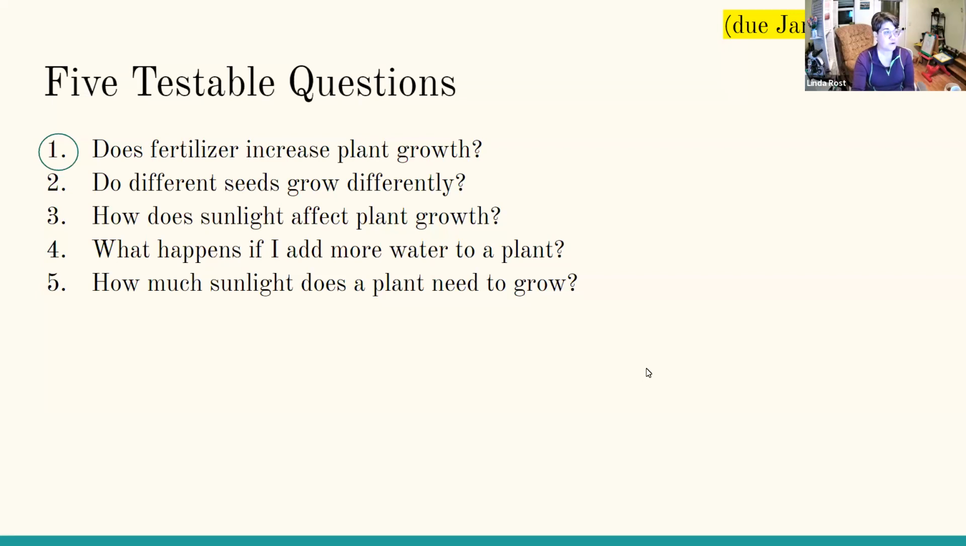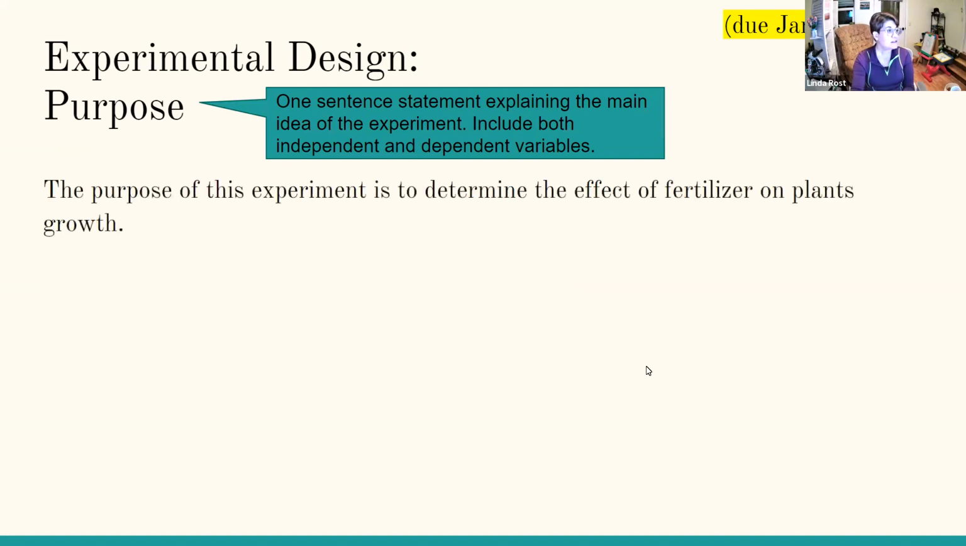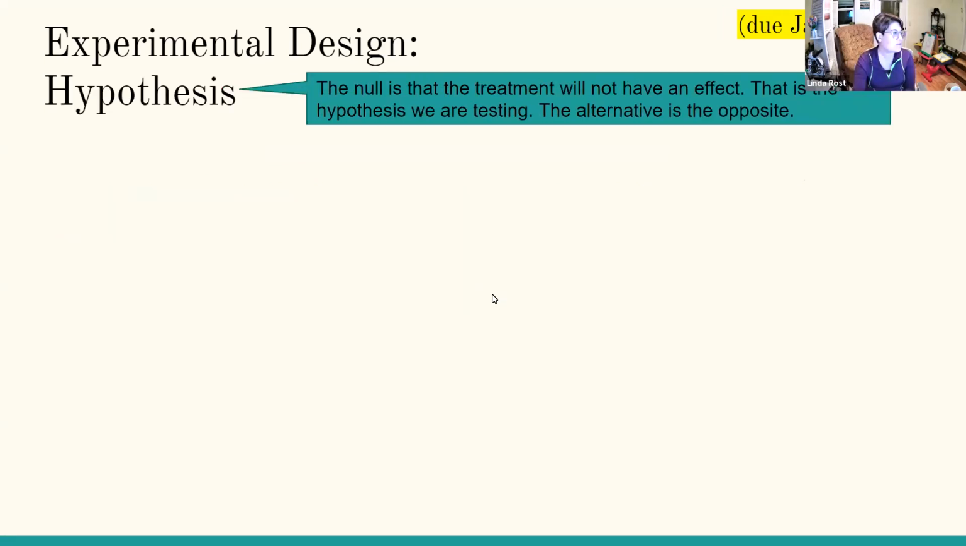So let's say I picked the first one. Then you're going to do the next 3 slides for the next due date. The purpose is a 1-sentence statement explaining the main idea of an experiment, and it includes both independent and dependent variables, which you'll have on a later slide. So this purpose that I wrote for this is to determine the effect of fertilizer on plants' growth. Notice that I put the purpose of this experiment is to determine. That's how you're going to start all your purpose sentences, I mean, your purpose starts with that phrase.